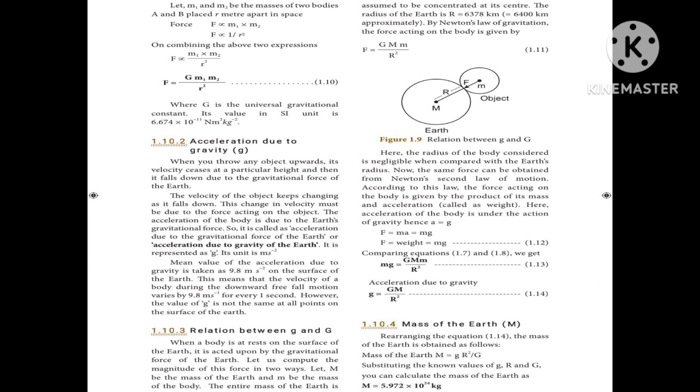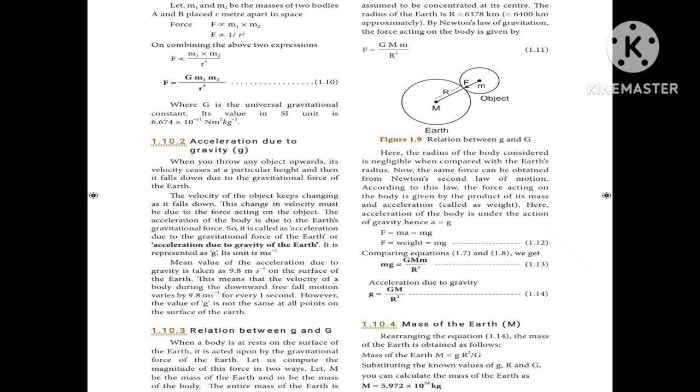Its unit is m s power minus 2. Mean value of the acceleration due to gravity is taken as 9.8 m s power minus 2 on the surface of the Earth. This means that the velocity of a body during the downward free fall motion varies by 9.8 m s power minus 1 for every 1 second. However, the value of g is not the same at all points on the surface of the Earth. Relation between g and G.